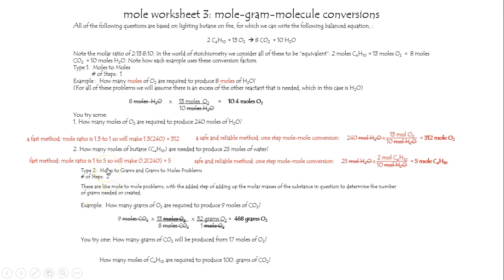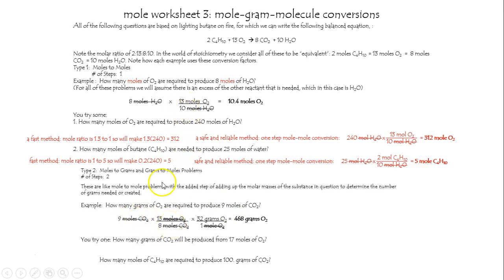Type 2 means it's mole to gram or gram to mole type problems. They're two-steppers. You see them quite a bit. Here's a sample problem. How many grams of oxygen do you need to make 9 moles of carbon dioxide for this chemical reaction? Okay, start with what you're given, the 9 moles of carbon dioxide. Mole to grams, 2 steps. Boom and boom. Moles of carbon dioxide, moles of carbon dioxide.